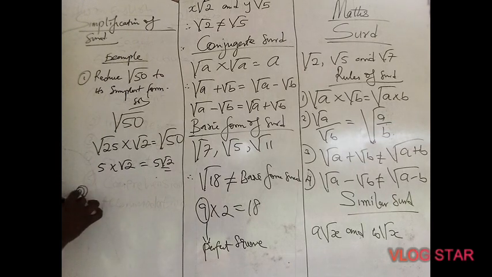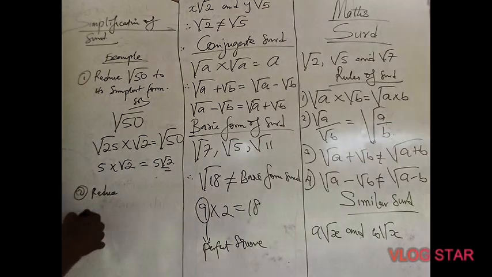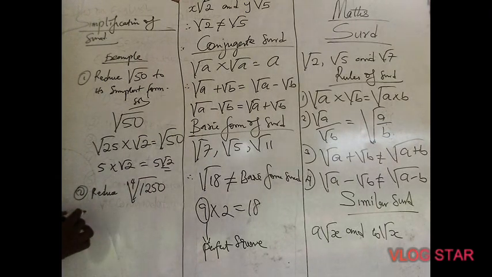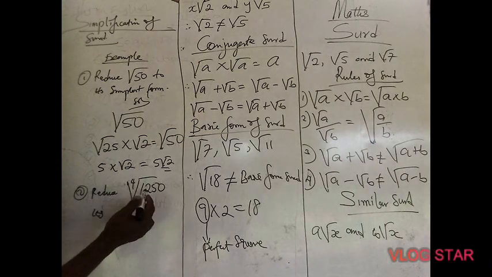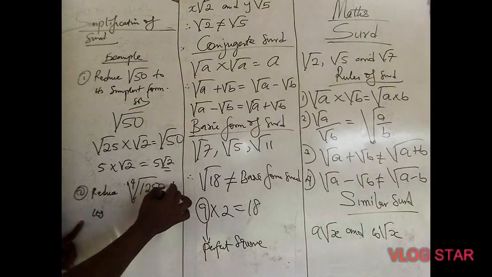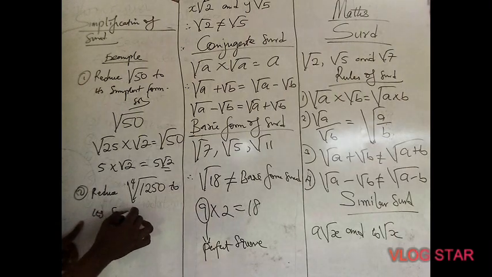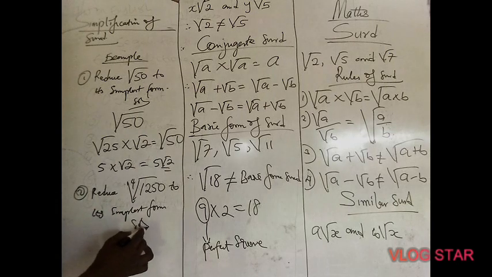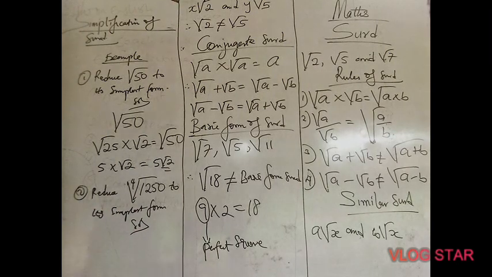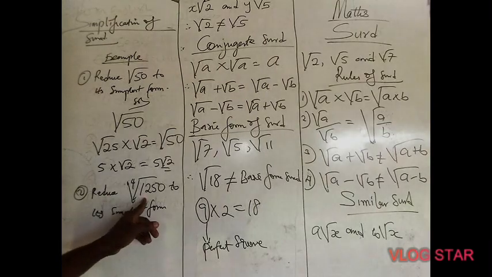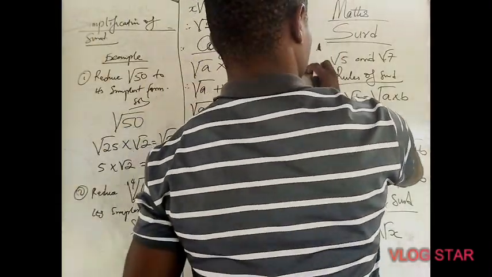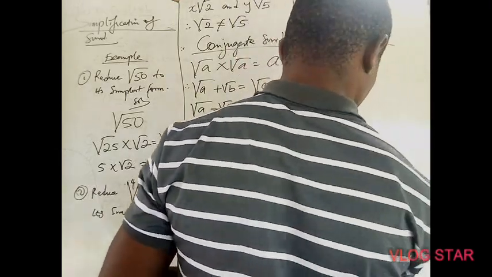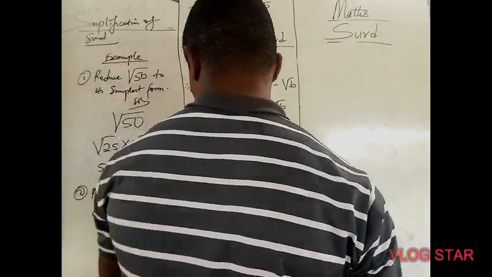Now, what if we have another example here? Reduce the fourth root of 1250 to its simplest form. How do you get this particular example done under solution? Now what we're going to do is look for the fourth root of 1250. What will it give to you? A number that can multiply itself 4 times to give you 1250. That's what we're going to look into. And what will it give to us? From here we break it down.